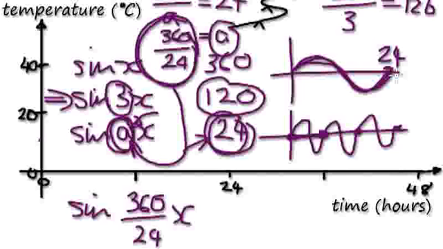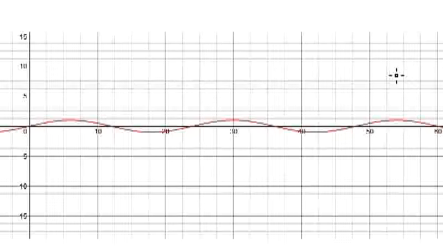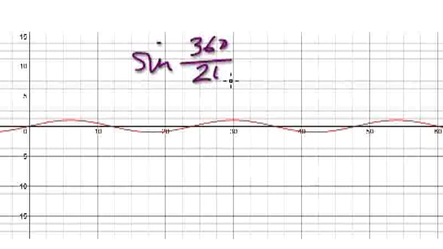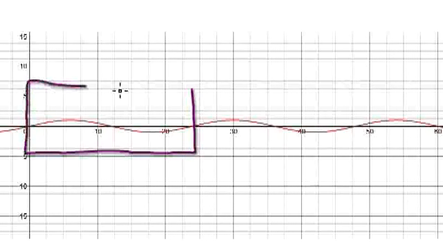24 here. Okay, so now hang on, let me clear this. So this is a graph of sine 360 over 24 x here. It would look like this, and notice that this is one period here. The period here is actually 24. This here is 24. This is one period here.